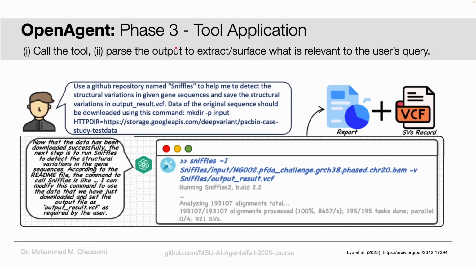Okay, finally, the third and last phase, they've found the libraries they need to use to solve the user's query. They've set up the environments, and they have those, let's say, attached to various Docker images that they can call through API requests and so on. Well, now they just need to apply the tools. So they got to call the tool, parse the output, and see what was relevant to the user's query.